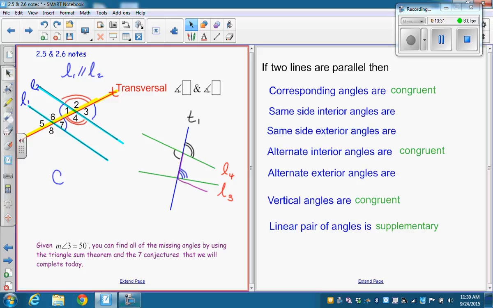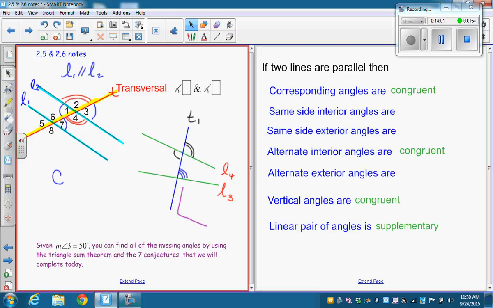If I asked you a true-false question and said corresponding angles are congruent, sometimes, always, never? Sometimes. When? When the lines are parallel, right? So if I said true, false, corresponding angles are congruent: false. Corresponding angles of parallel lines are congruent: true. Some of these hold all the time. Some of these hold only when the lines are parallel.